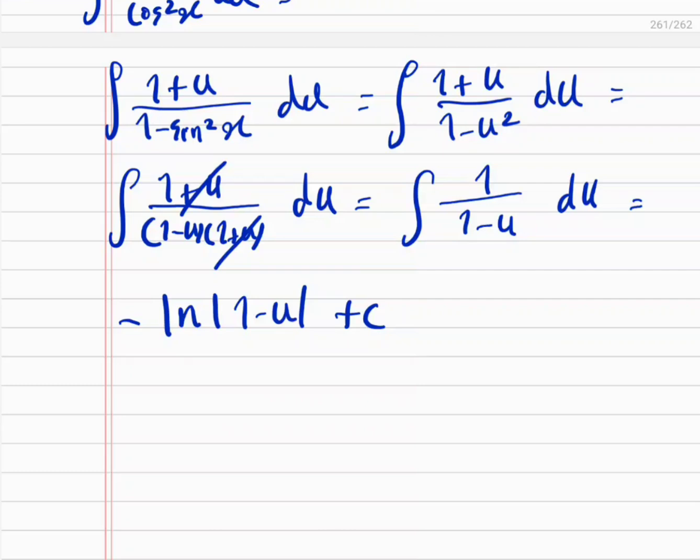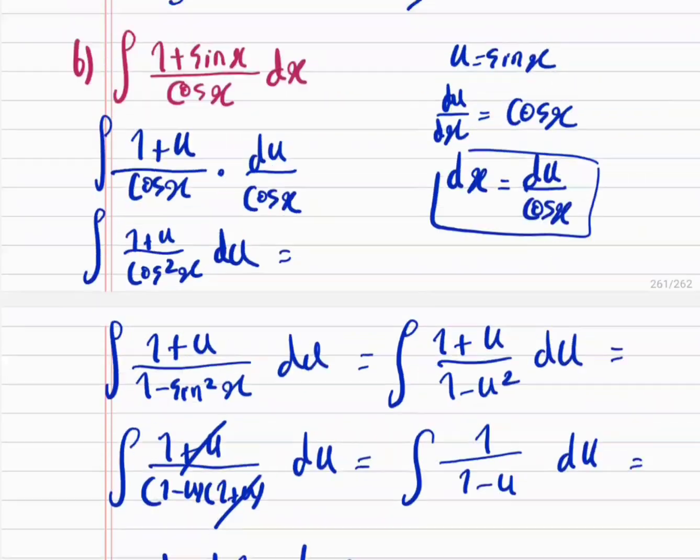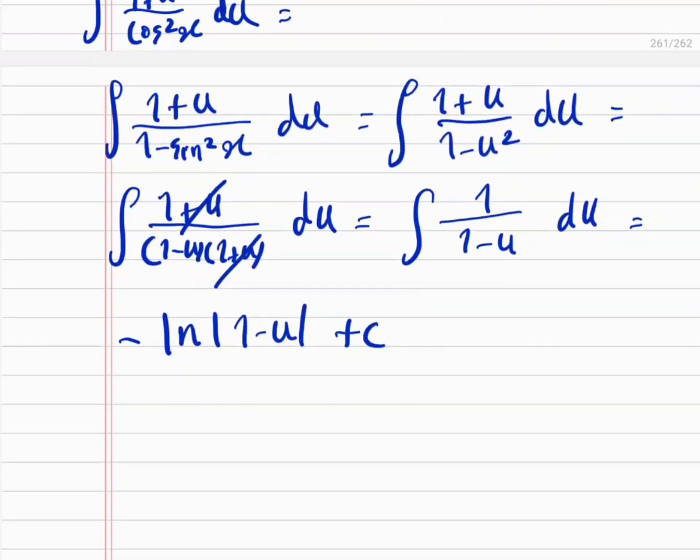And also, this is something that I think we'd better do, because we said u is equal to sine x. So let's just substitute that here to have everything in terms of x: minus ln of (1 minus sine x) plus c.